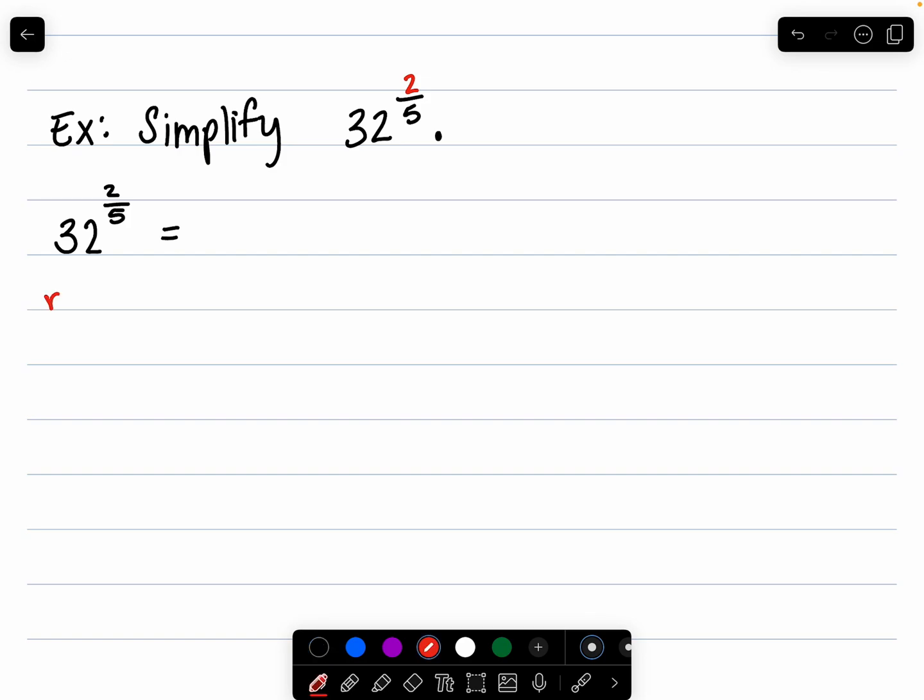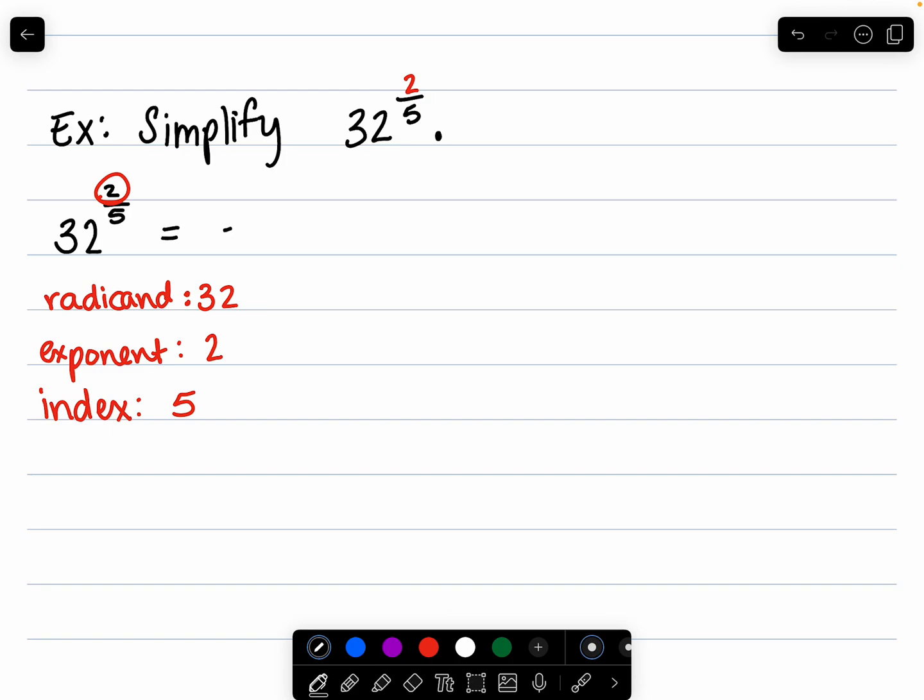So let's have my radicand or base, which is 32. We have our exponent, which is 2. And our index is always the denominator, which is 5. So let's rewrite it into radical form. So 32 goes inside, the exponent is 2, and the index is 5.